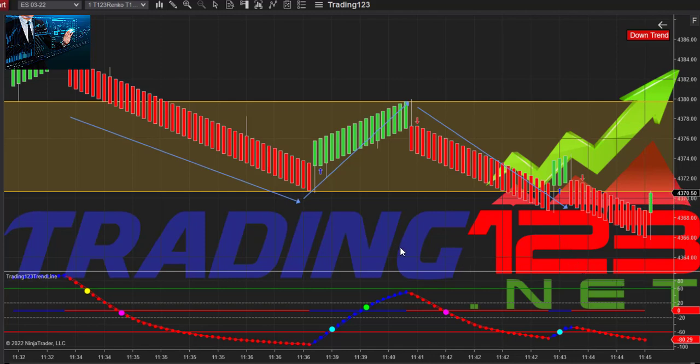So that's the Trading123 trend line. Go long on the blue dots, go short on the red dots, and that's an explanation of how it works. Trading the ES here on March 2nd, 2022.